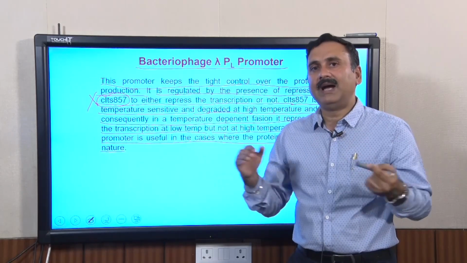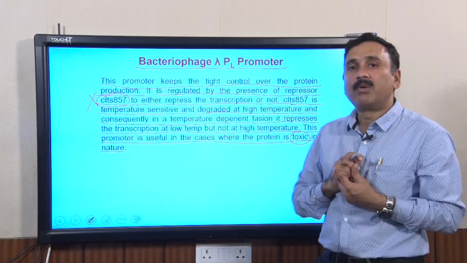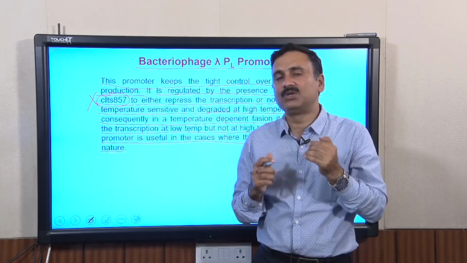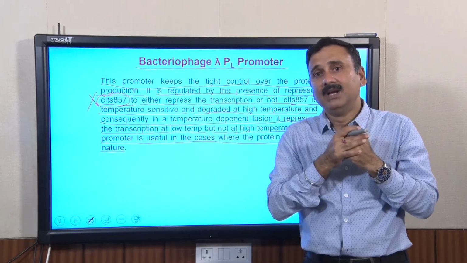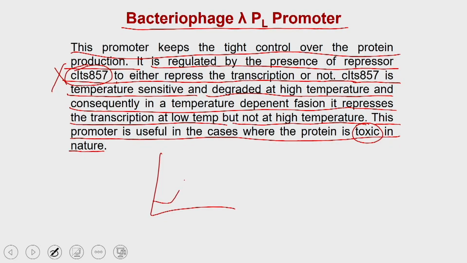To avoid that, you put the gene under the control of this particular type of promoter. You grow the bacteria at low temperature, which is going to repress the production of this particular protein. This is your typical bacterial growth kinetics. So, you keep the temperature low until it reaches the log phase, and once it reaches the log phase, you increase the temperature.